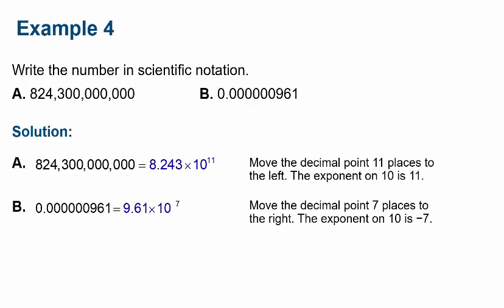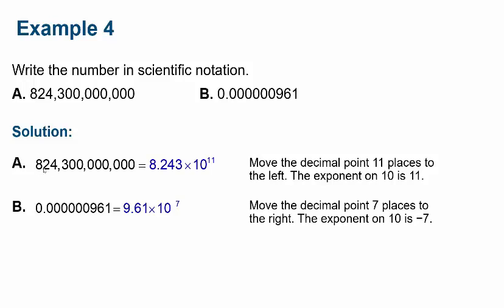Here's the first thing I want to do. I want to take this really large number here, 824,300,000,000, and write it in scientific notation. And then I want to take this number, 0.000000961, and write it in scientific notation. All right, so here's what you do.